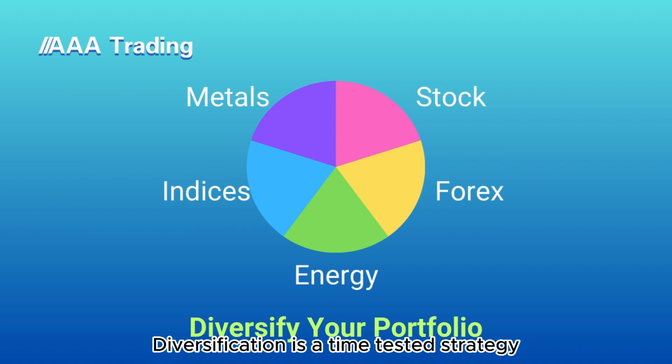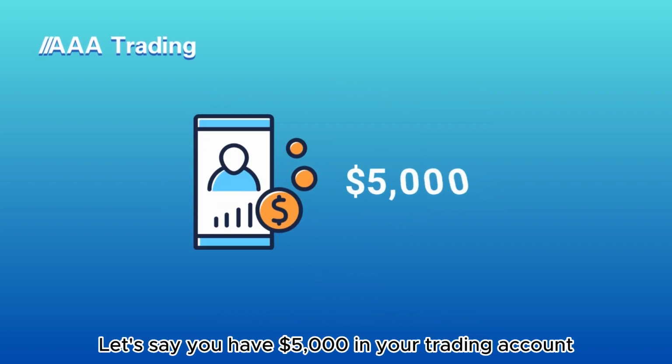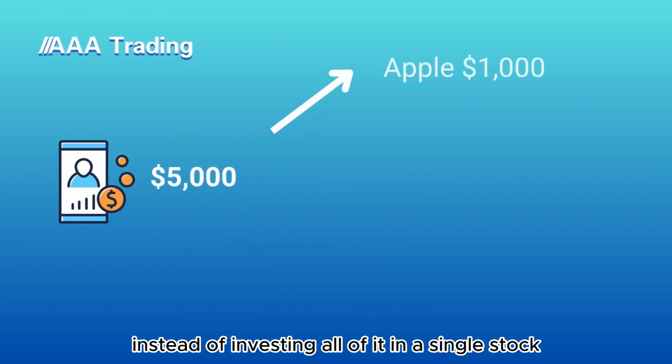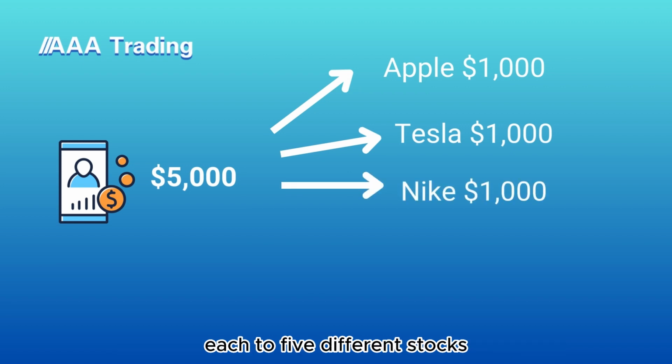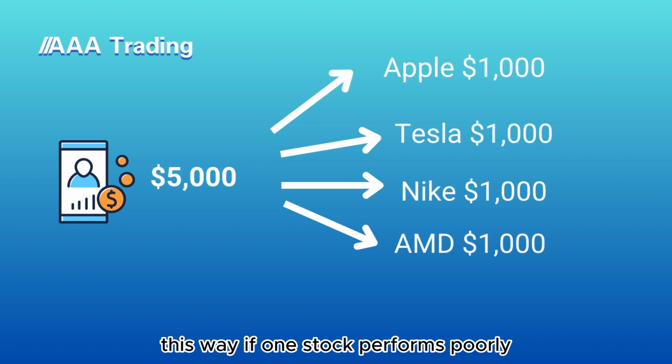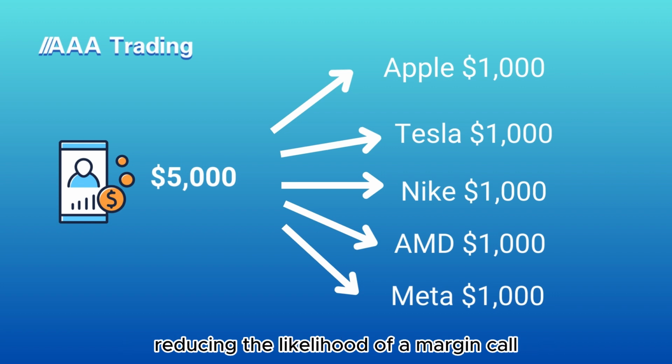Diversification is a time-tested strategy to manage risk effectively. Avoid putting all your funds into one asset or a single trade. Let's say you have $5,000 in your trading account. Instead of investing all of it in a single stock, you diversify your portfolio by allocating $1,000 each to 5 different stocks. This way, if one stock performs poorly, gains in the other stocks can offset the losses, reducing the likelihood of a margin call.